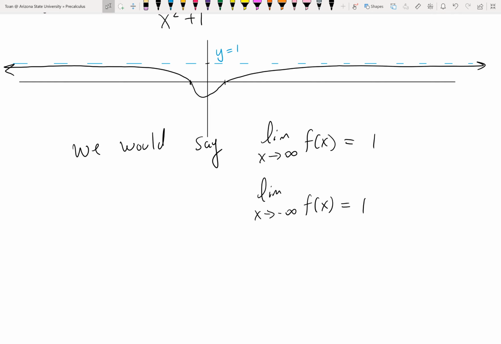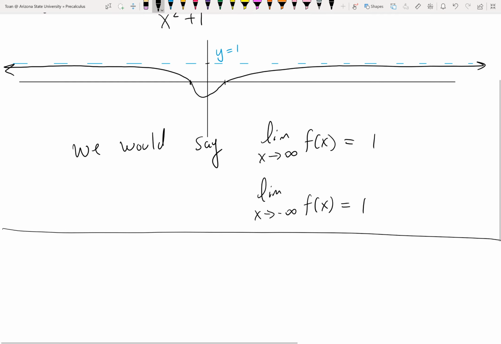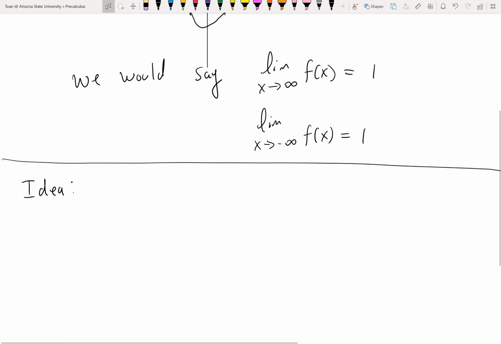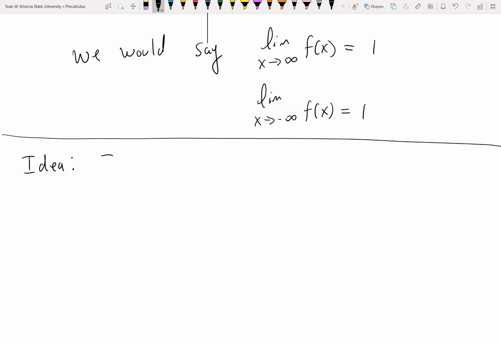sometimes we don't want to graph. Sometimes we don't want to make a table of values. Is there an algebraic way of figuring this out? There is, but we sort of have to talk about a precursor idea first. So, a little background idea. Informally, we need to convince ourselves that if you take a small number divided by a big number, that tends to 0.